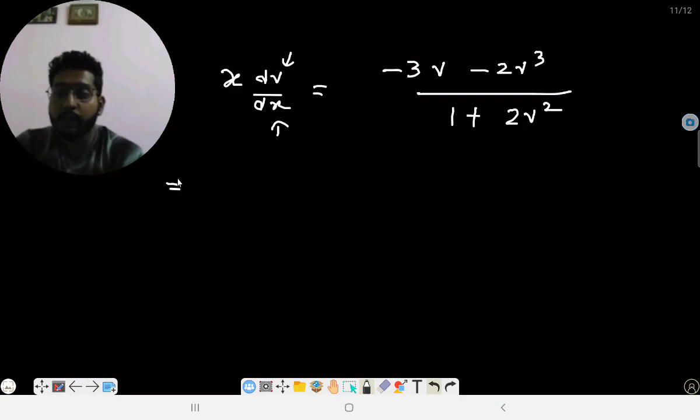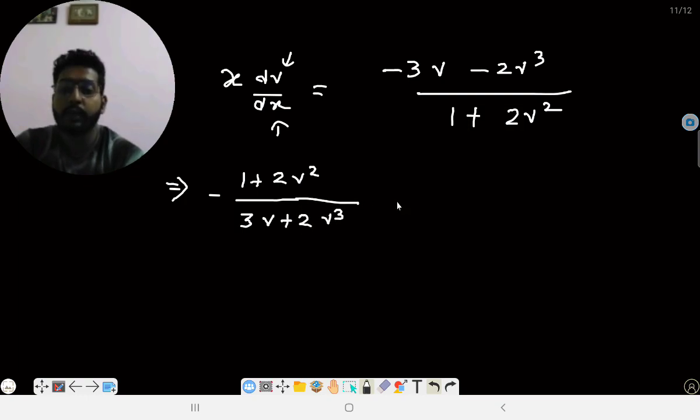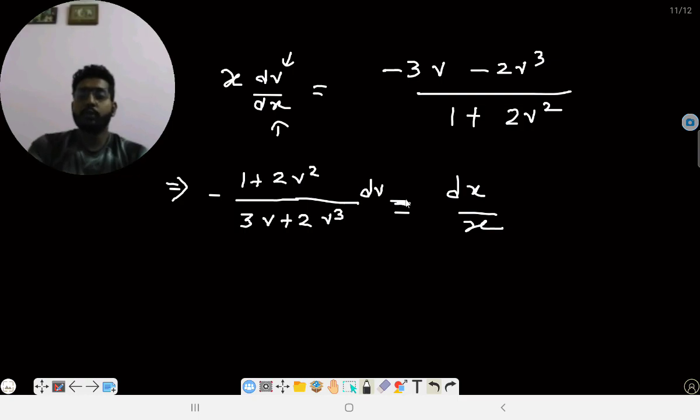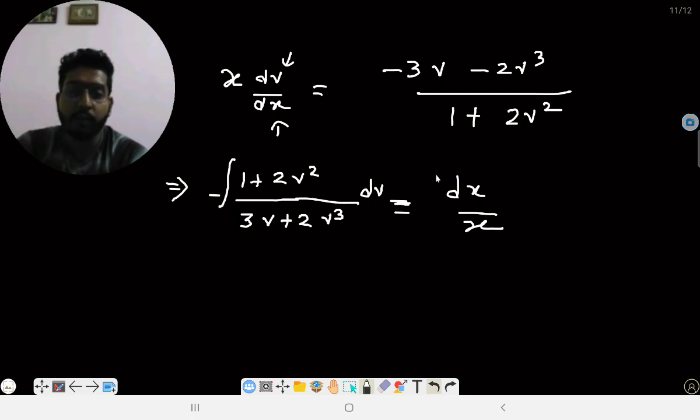So it will be like this, 1 plus 2v² by, now here I'm just taking the minus out, so that will become 3v plus 2v³, and here it is dx by x, and here there will be a dv. Done. So separation done: dv contains v terms and dx contains x terms. Now we have to integrate both sides.